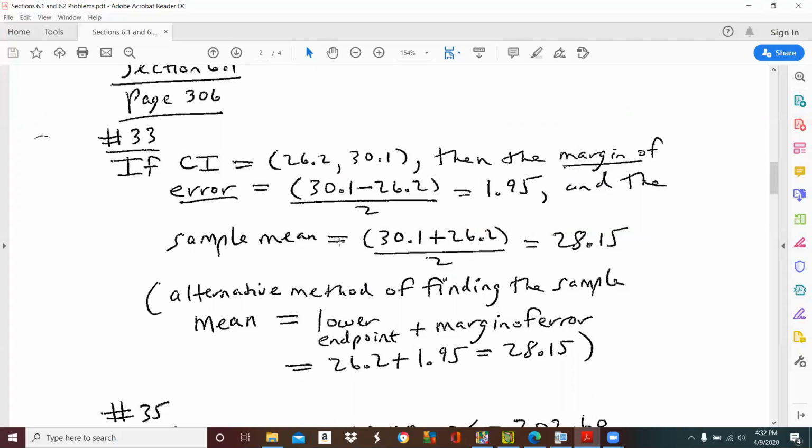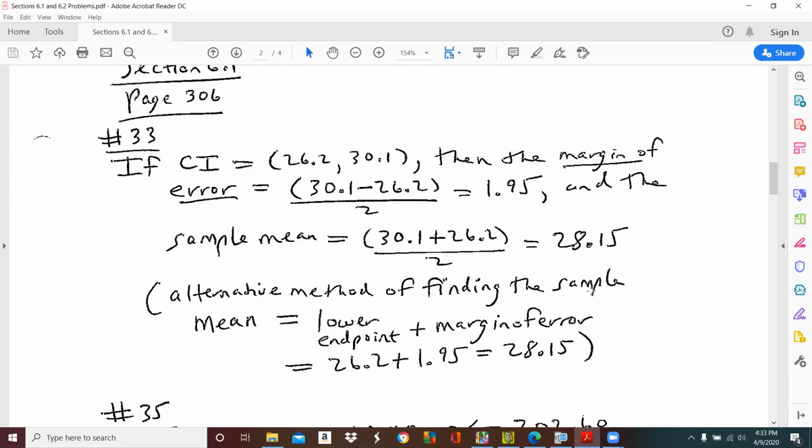Now, to find the mean, you have a couple different choices. You could simply find the average of the two endpoints. In other words, add the two endpoints and divide by 2. That gives you your sample mean. Or if you already know the margin of error, which we do, 1.95, you simply add that to the left endpoint and get the sample mean. There's two ways of getting that.